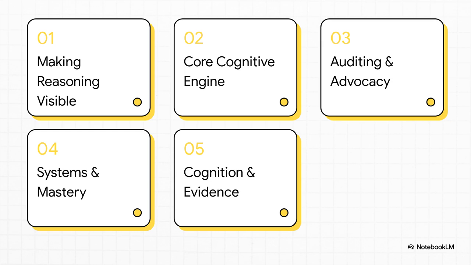So here is our roadmap. This is going to guide us from the mechanics of a single medical decision all the way up to system-level clinical wisdom. We'll hit making clinical reasoning visible, then the core cognitive engine, auditing biases and patient advocacy, systems thinking and mastery, and finally wrap it up with cognition meets evidence.